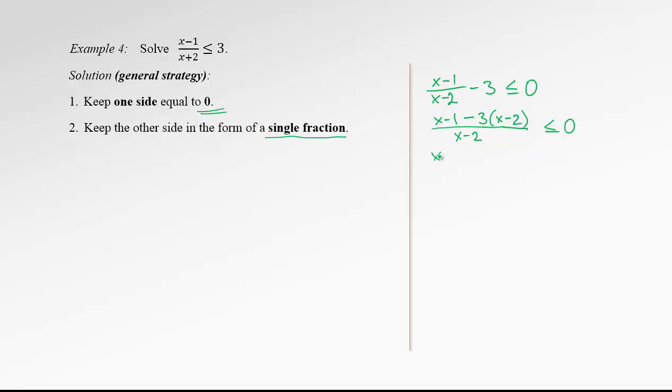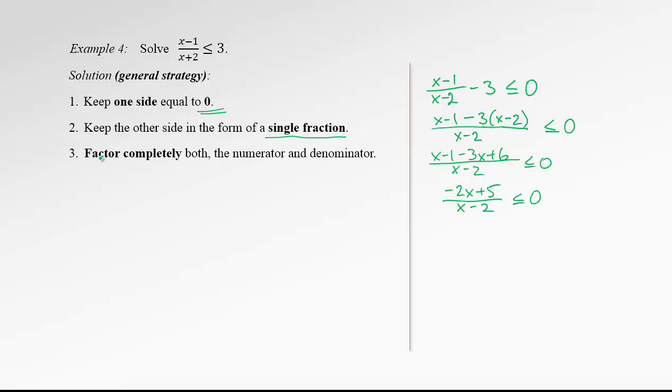We'll release the brackets and collect like terms. So we have x minus 1 minus 3x plus 6 over x minus 2 smaller or equal to 0, which is equivalent to negative 2x plus 5 over x minus 2 smaller or equal to 0. So, at this stage, we already have a single fraction. In case we end up with higher degree polynomials, either in the numerator or the denominator, we need to factor completely both the numerator and the denominator. In our example, everything is already in a factored form, so there's nothing else to do here.